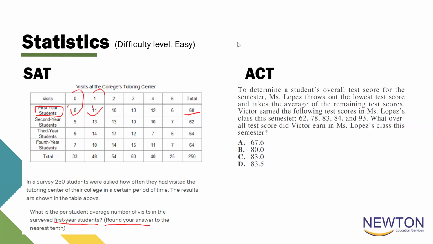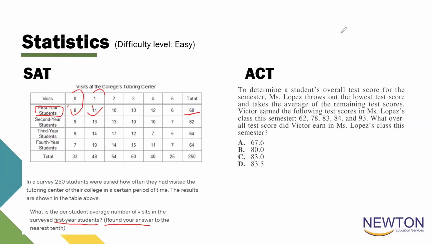But for the ACT, we have a similar question. To determine a student's overall test score for the semester, Ms. Lopez throws out the lowest test score and takes the average of the remaining test scores. In Ms. Lopez's class this semester, Victor earned the following test scores: 62, 78, 83, 84, and 93. What overall test score did Victor earn in Ms. Lopez's class this semester?